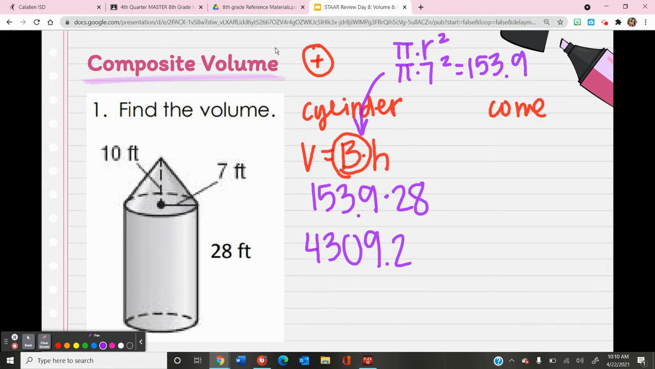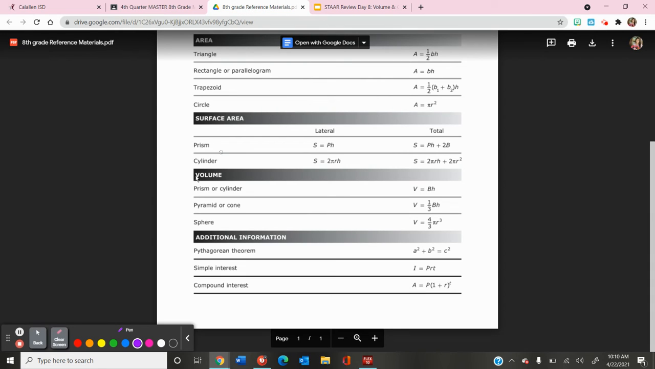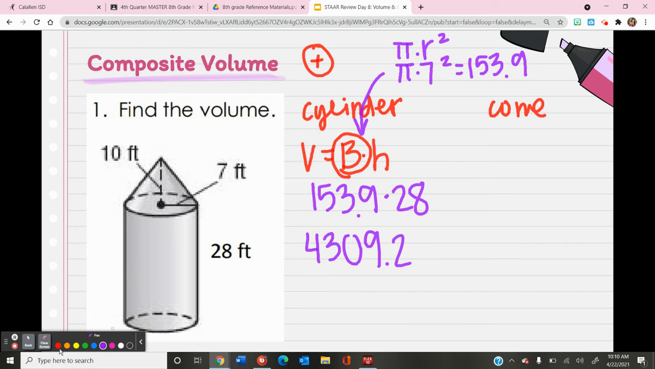Now I have my cone. So going to my formula chart, the formula for volume of a cone is V equals 1/3 times big B times little h. So V equals 1/3 times big B times little h. So on this cone, your base is that same circle. So you can actually go ahead and use the area that you found for your cylinder.